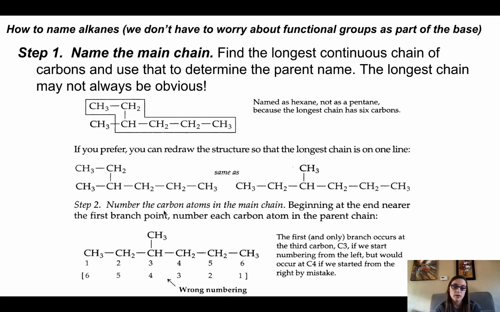Step 2 is to number the carbon atoms. Numbering is going to be really important. Make sure that you're starting at the end closest to the first substituent. This CH3 group is what we would call a substituent. It's a group off of the main chain. If I number left to right, this is on the 3rd carbon. If I number right to left, it's on the 4th carbon. So you want the lowest numbers possible. So in this case, we're going to number from left to right.